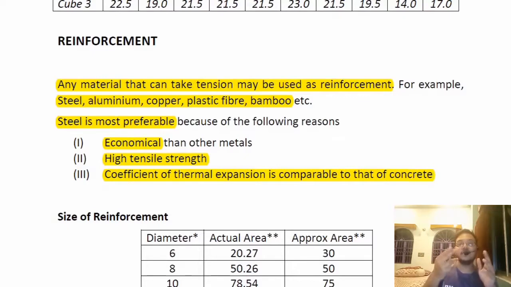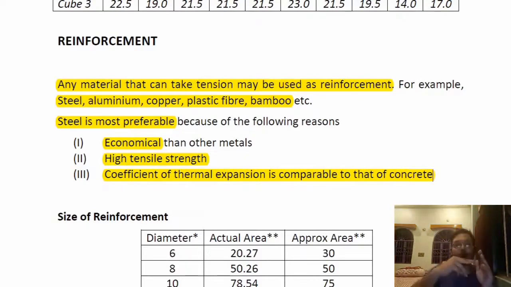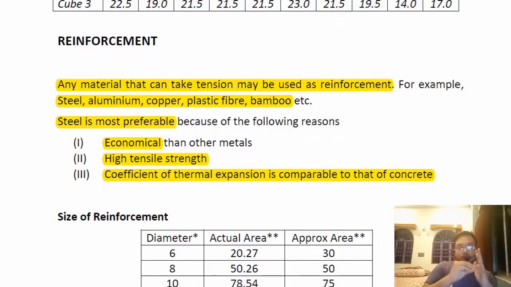As a result, there is a chance that the reinforcement may distort itself or move from where it was kept or where it was designed to be present. Also, if the thermal expansion of that metal is higher, it might expand more than the concrete, protrude outside of the concrete, and it may also damage that particular RCC member.